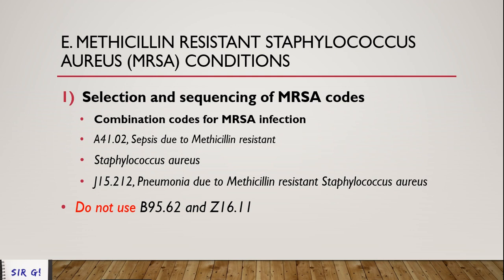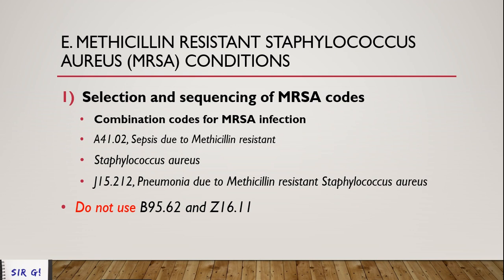You no longer need to code for resistance to antimicrobial drug because remember, methicillin is an antimicrobial drug, right? Because it's already redundant. Okay? You can no longer use B95.62 and Z16.11 in these two examples because it's already stated in the code description. Okay? J15.212 is another example.